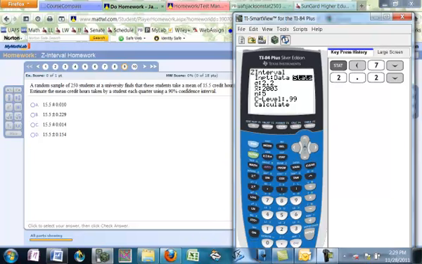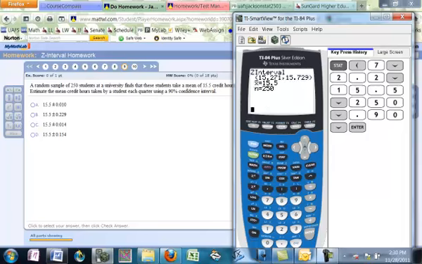Move down. We put in the mean. That's the sample mean, 15.5. That's going to be right in the center of our interval. We put in the sample size, 250. And we need to put in the level of confidence. That's the 1 minus alpha level. So in this case, that's 0.90 or 0.9. And once we've entered all that in, we just simply hit calculate.